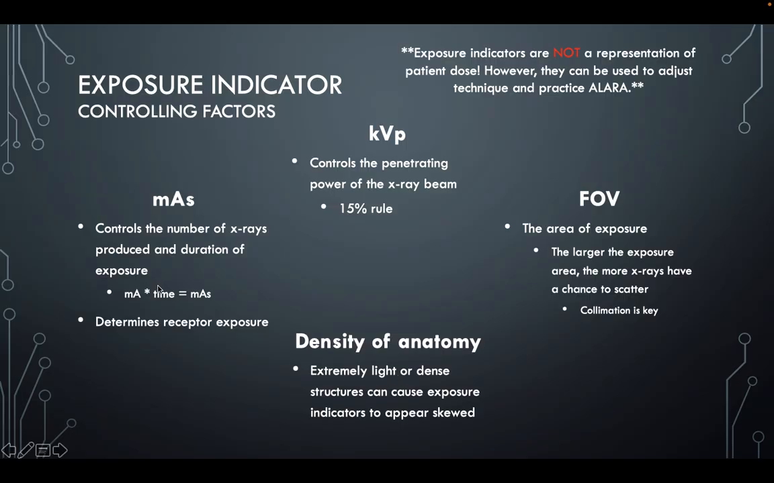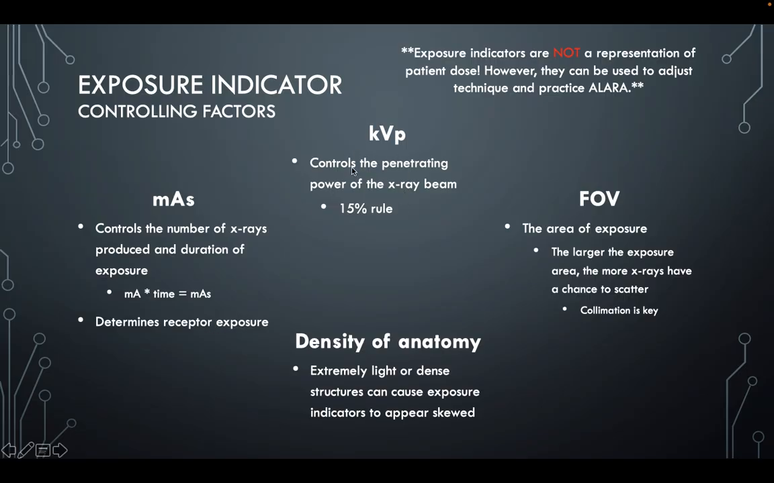So obviously mA is going to control the quantity of x-rays as well as how long my x-ray exposure actually is. So that determines receptor exposure. Receptor exposure is going to be directly related to my mAs. So if I increase the mA, or the quantity of x-rays, I'm going to directly increase my receptor exposure. Also, if I increase the time, I am going to directly increase my receptor exposure.